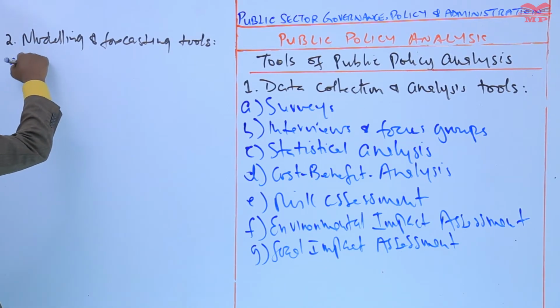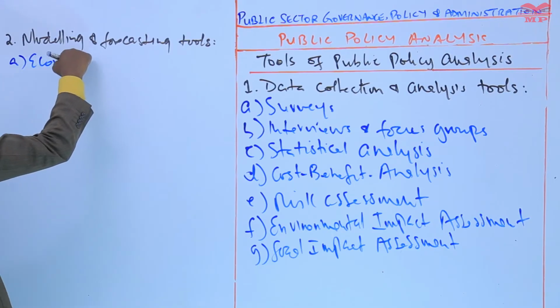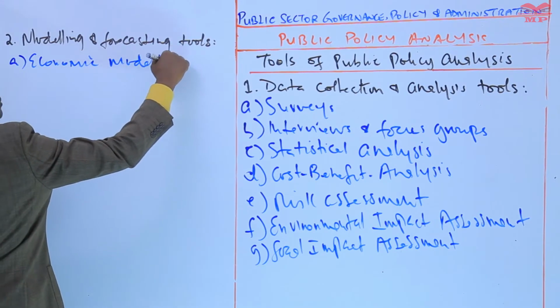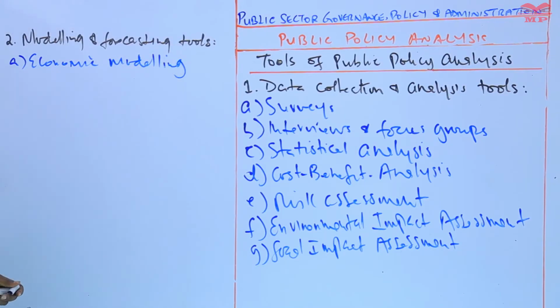1, economic modeling. Economic modeling involves using mathematical models to simulate the behavior of economic systems and predict the impact of policies on key variables like GDP, employment, inflation, and so on.